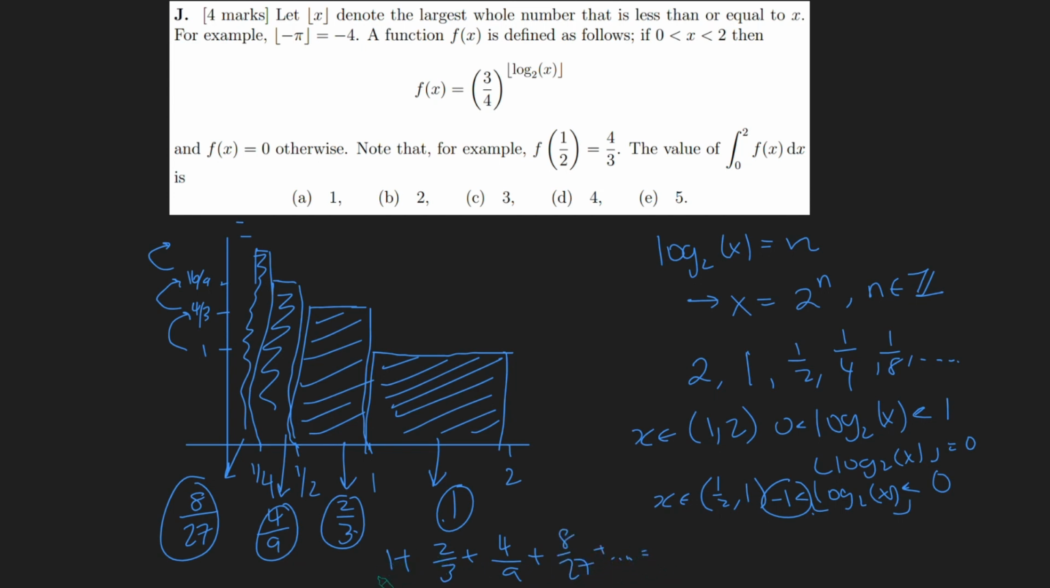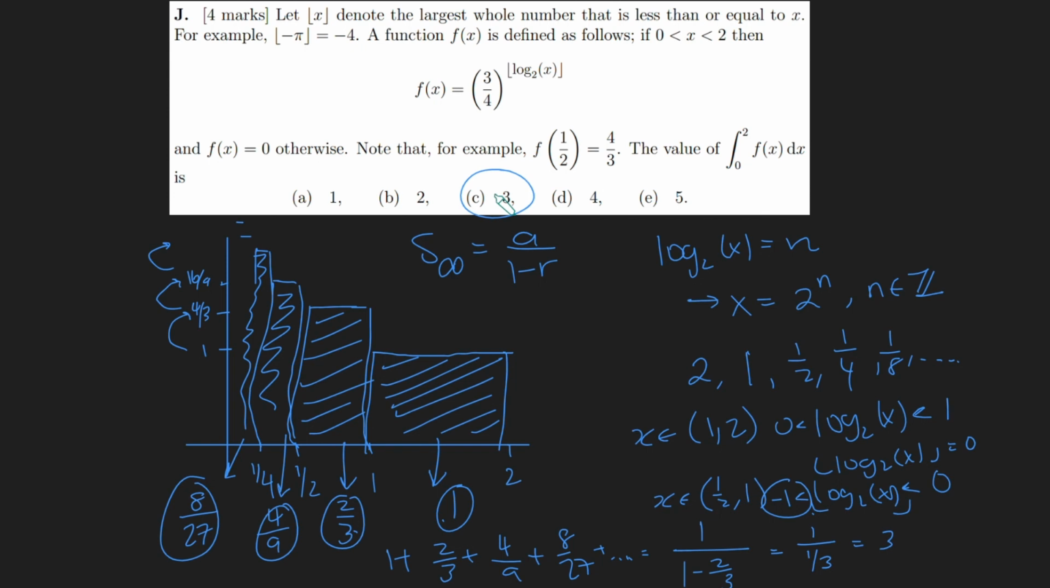You can see the pattern. The first term is 1 and the common ratio is 2/3, so we can use our formula. S infinity is a over 1 minus r, so this is just 1 over 1 minus 2/3, which is 1 over 1/3, which is 3. So the answer here is option C, so 3. So the integral from 0 to 2 of f of x dx is 3. I hope this solution has made sense.